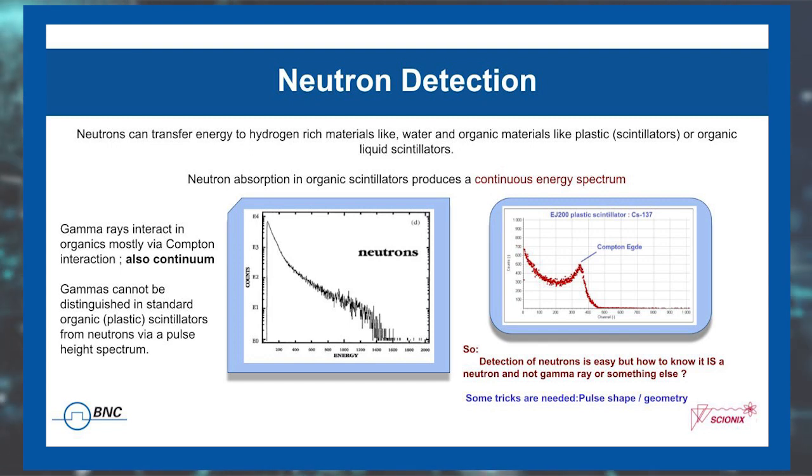And important to separate neutrons from gammas is that we need to use different tricks. We have to look at pulse shapes. You have to look, for example, at the geometry of the material. And this way we can separate neutrons from gammas. And that's very crucial in the use of scintillators.